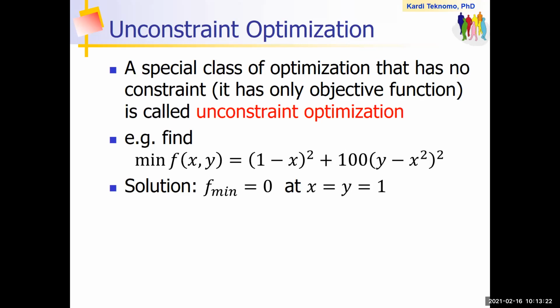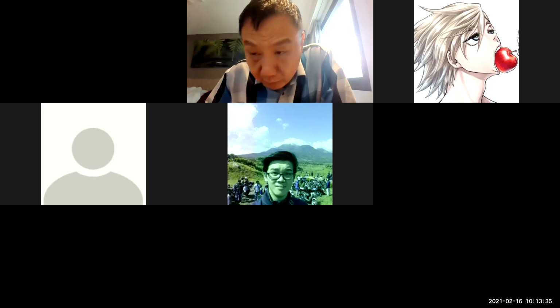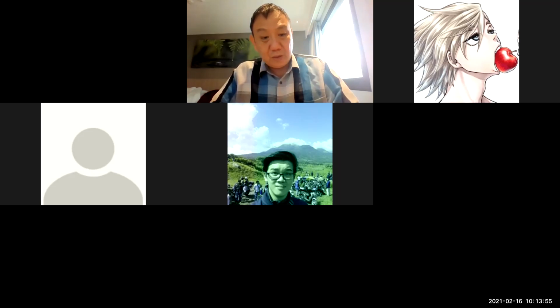Sir, I want to ask about this unconstrained optimization. Do you have any real life example about that? I mean, one equation that needs optimization but doesn't have any constraint at all. Does one exist? This is exactly the example. The example is minimize this equation: (1 minus x) squared plus 100 times (y minus x squared) squared.